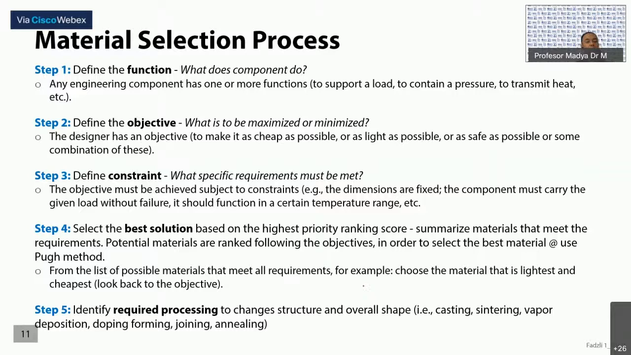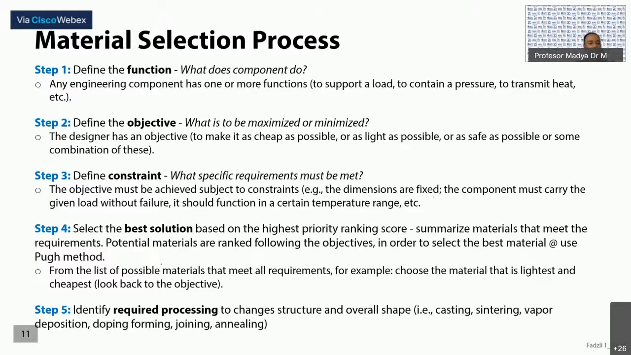You nak ringan dan juga murah, ataupun mungkin you nak safe dan juga murah. Contoh. And then you define the constraint. Bila you dah tahu dia punya function, you dah tahu dia punya objective, you define dia punya constraint: what specific requirement must be met. Contoh, the objective must be achieved subject to constraint. Maksudnya objektif yang tadi, you nak maximize ataupun you nak minimize, adalah subject to the constraint. For example, the dimension of fix. Maksudnya, contoh constraint, katalah you tak nak terlalu besar, so that you dah tetapkanlah berapa meter you nak kerusi tu panjang, ataupun berapa lebar, berapa tinggi.